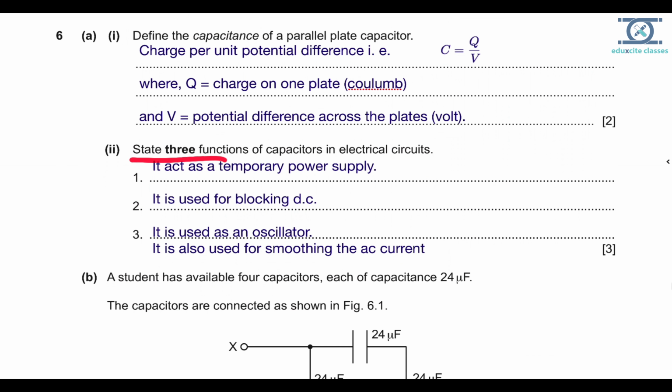State 3 functions of capacitor in electrical circuit. You can mention any other functions for which the capacitors are used in electric circuits. So it acts as a temporary power supply. It is also used for blocking DC, or you can say for converting AC into DC. It is used as an oscillator. It is also used for smoothing the AC current. I have written 4. You can write any of the 3.